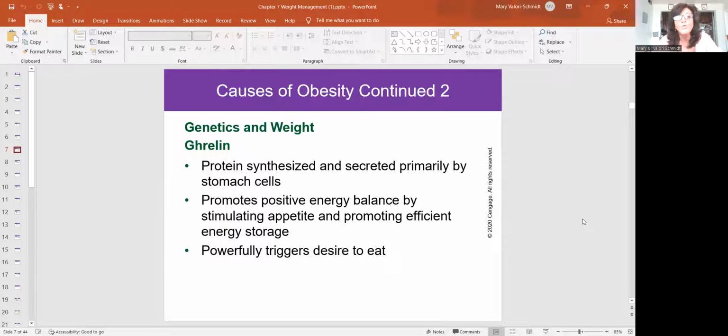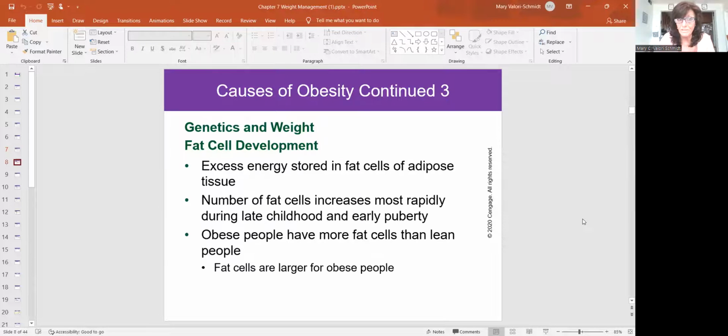Then there's something called ghrelin. That's a protein, and it's secreted usually by the stomach cells. And that actually helps with balancing energy by stimulating your appetite when your body is in need of nutrients and energy. And it is the most powerful protein that we have that triggers our hunger, our desire to want to eat, ghrelin.